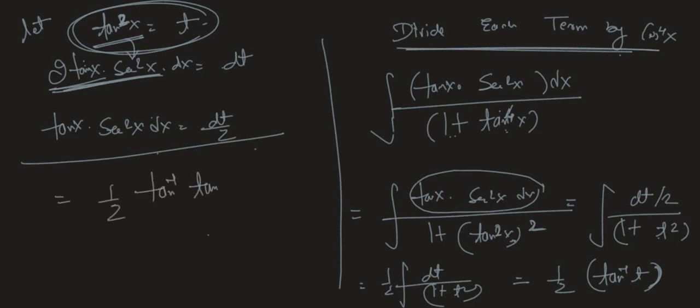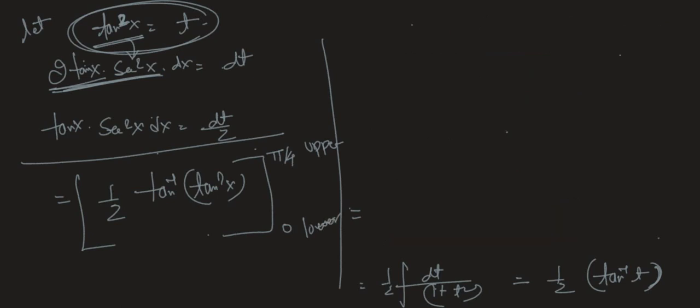Integration. Just I have to put t back. This t back. I have to put t. So my answer is 1 by 2 tan inverse of tan square x. That's it. This is my answer. Okay? Now I am planning to put my limits because there were limits if you remember, correct? So there were limits 0 to pi by 4.